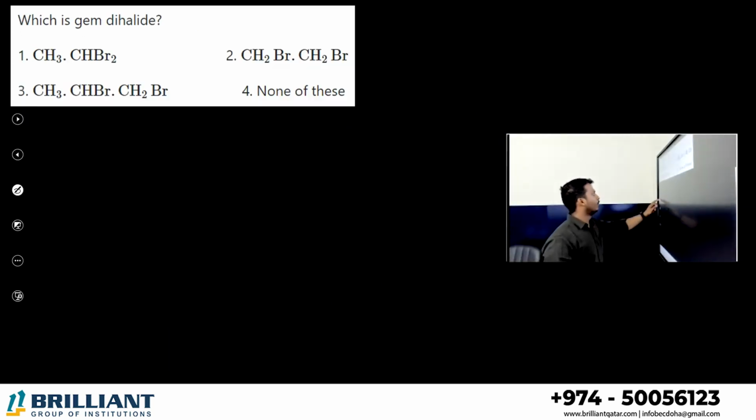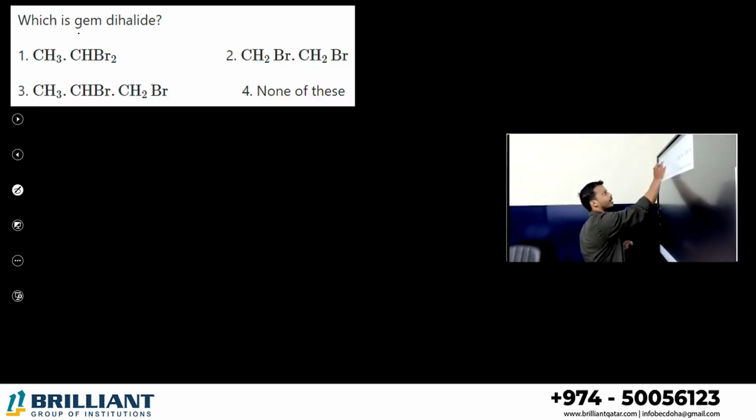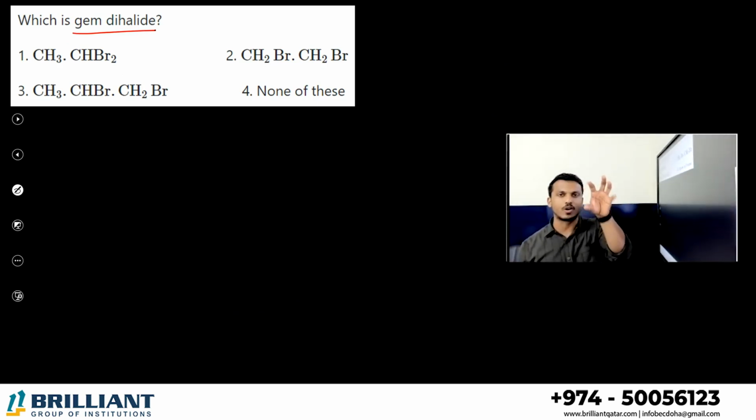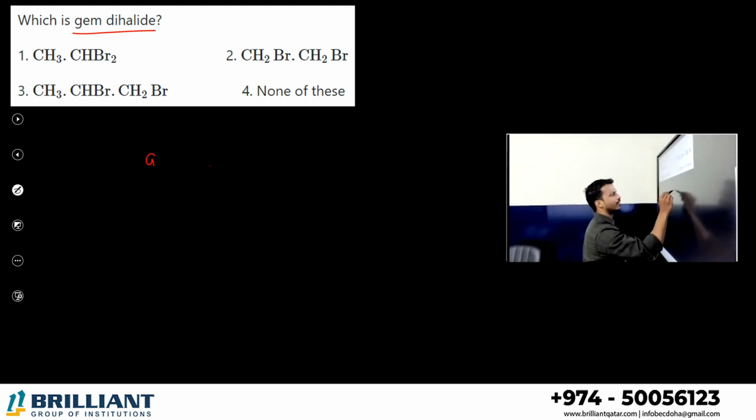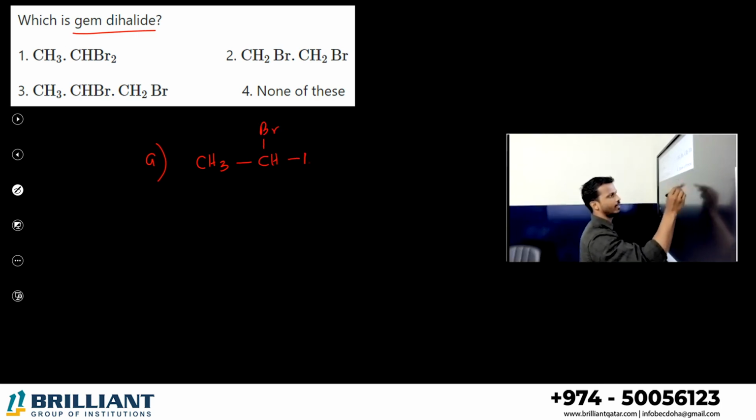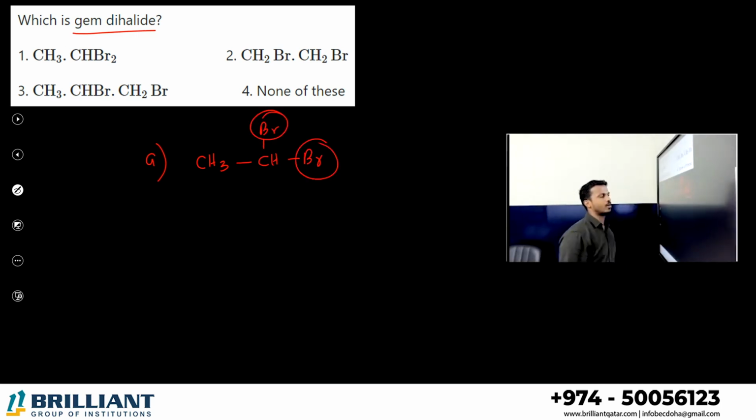Okay, next one. Which of the following is a geminal dihalide? What is meant by geminal? Both of the halogens are on the same carbon. Option A, right? What is option A given? Ethylidene chloride or bromide. Here both of the bromines are present on the same carbon atom. Therefore, it is a geminal dihalide.